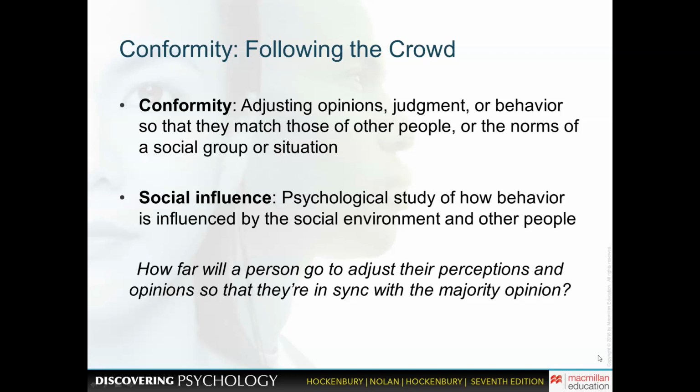Okay, the second term I want to make you aware of is social influence. Social influence is the psychological study of how behavior is influenced by the social environment and other people. Social psychologists are very interested in this. They want to know how the environment and other people tend to affect the cognition and behavior of an individual.